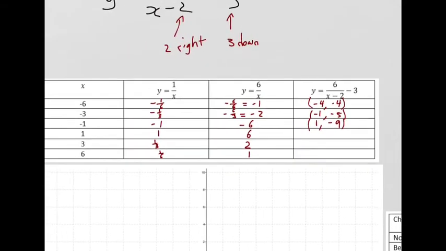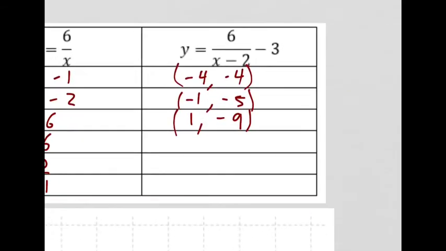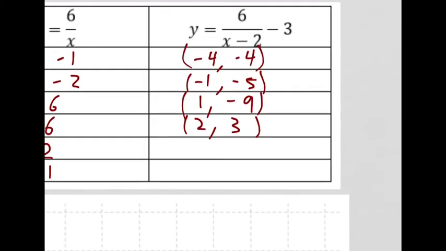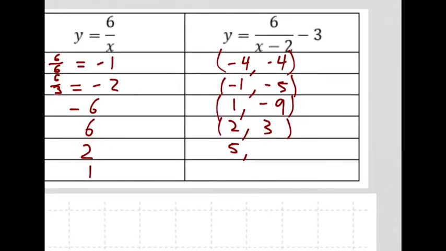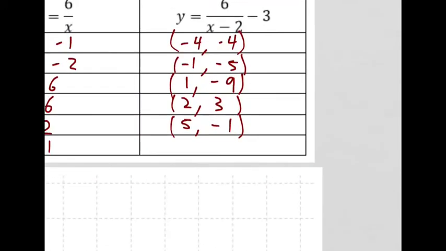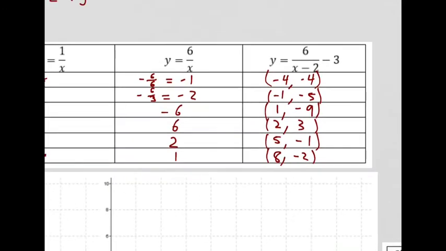Am I going to run out of space now? Oh, no, I won't. If I had 1 for x, that would become 2. And the y used to be 6, I minus 3, so I get 3. If x was 3, and I added 2, that would be 5. Y used to be 2, I minus 3, that becomes negative 1. And then if x is 6 and I add 2, it becomes 8. Y after the stretch is 1, minus 3 becomes negative 2. So those are the points that I want to plot.